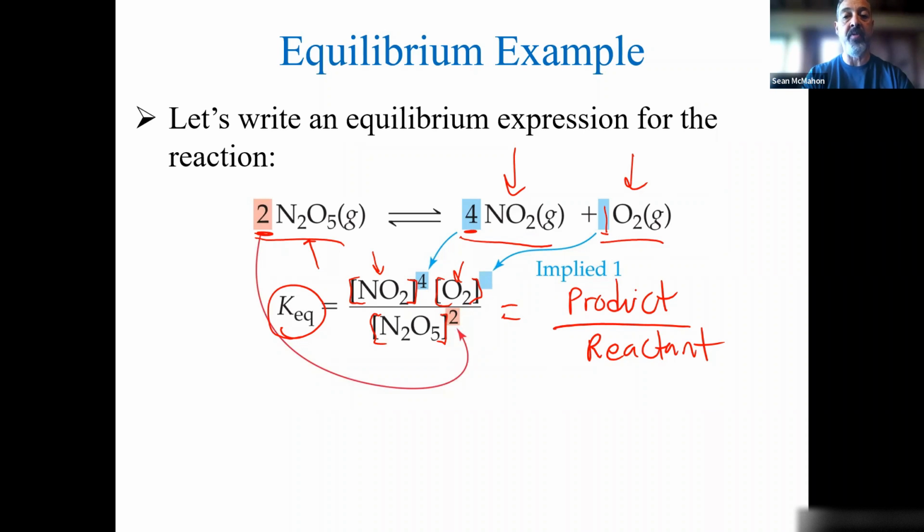So for products over reactants, there's 4 moles of nitrogen dioxide, so the 4 is an exponent for the concentration of nitrogen dioxide. There's 1 mole of oxygen gas produced, so I just need to write the brackets because if I don't write a 1, it's implied. For the dinitrogen pentoxide reactant, there's a coefficient of 2, so I would make sure to put a 2 as the exponent. That is how we can write out what is referred to as an equilibrium expression or constant.